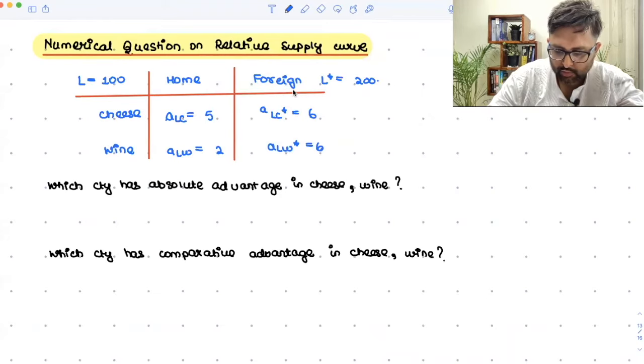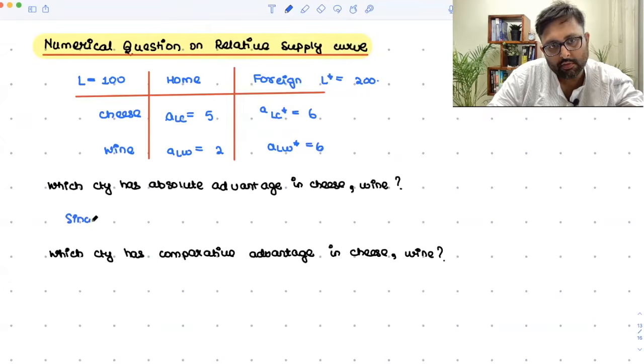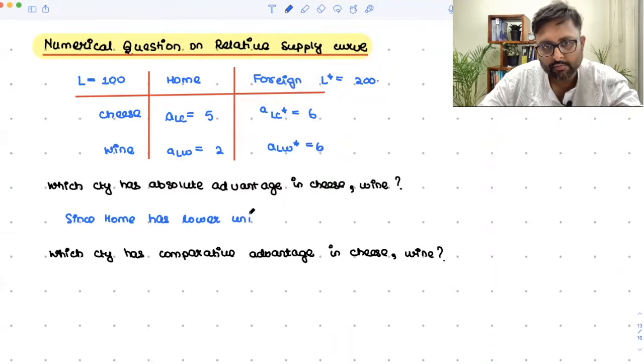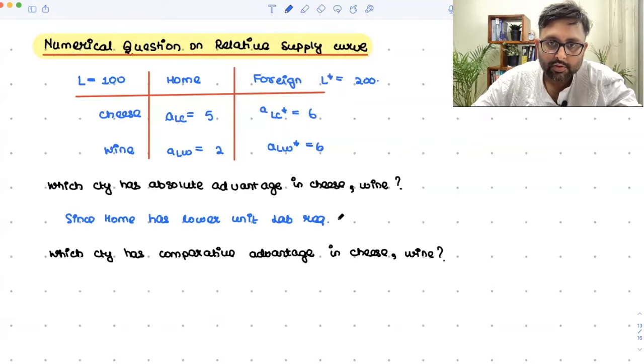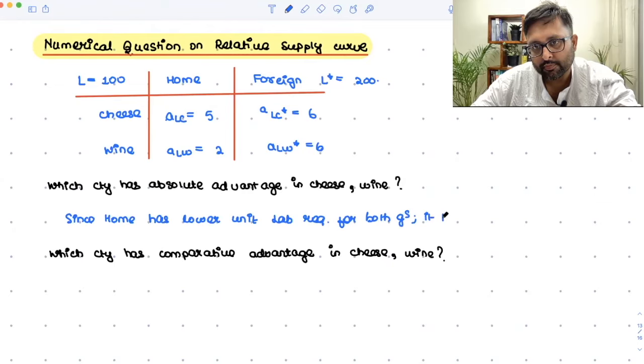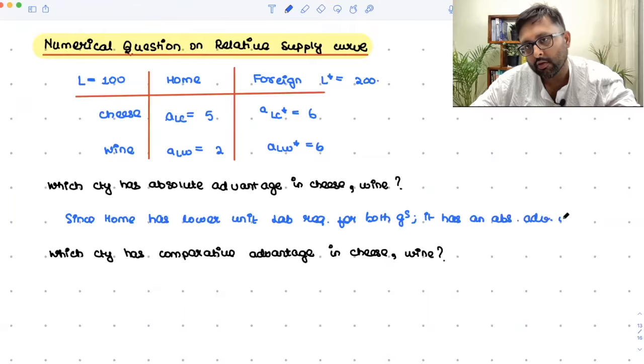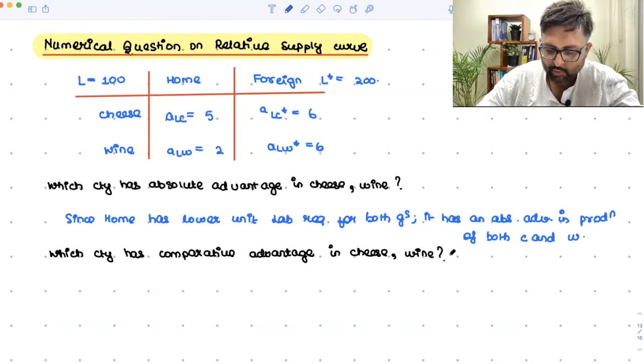Please write this. Since home has lower unit labor requirements for both goods, it has an absolute advantage in production of both cheese and wine.